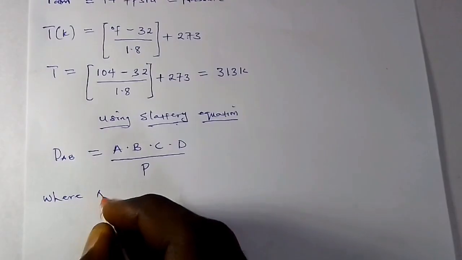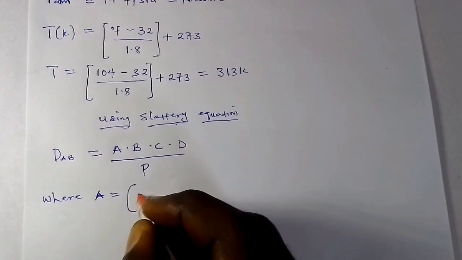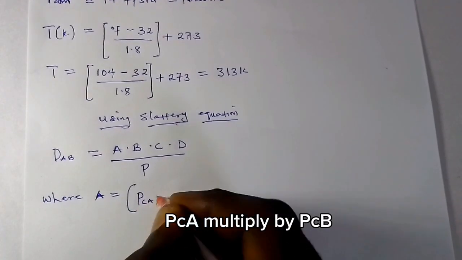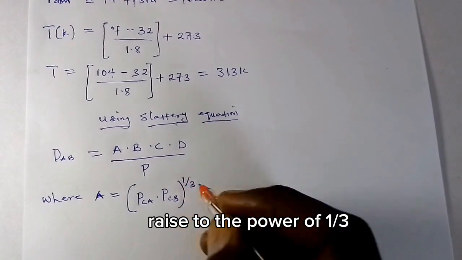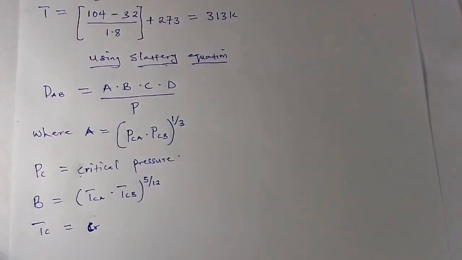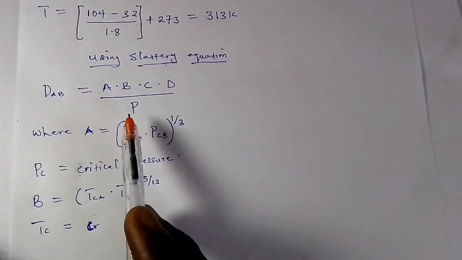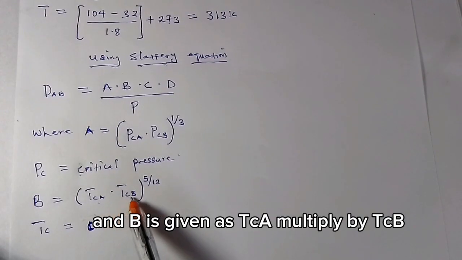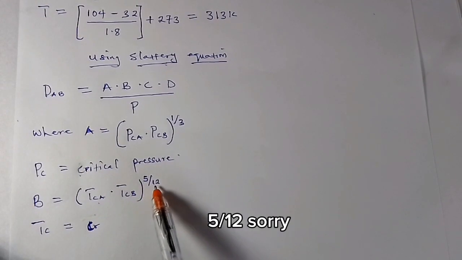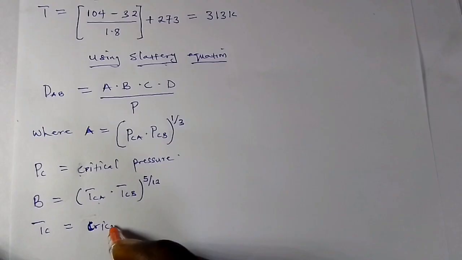Where A is given as PCA multiplied by PCB, all raised to the power of 1 over 3, where PC is the critical pressure, and B is given as TCA multiplied by TCB, all raised to the power of 5 over 12, where TC is the critical temperature.